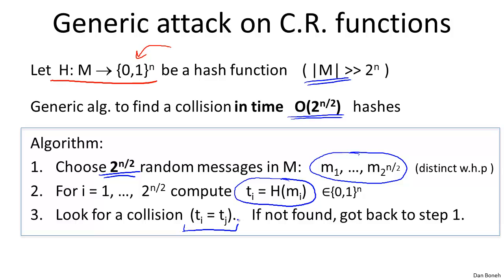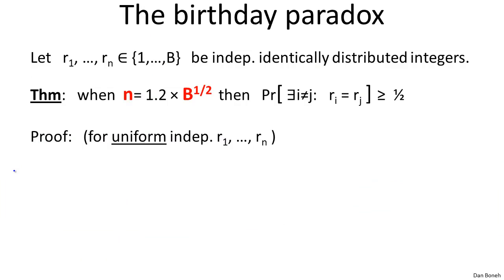Now, if it so happens that we look through all 2 to the n over 2 t sub i's and we don't find a collision, we go back to step 1 and try another set of 2 to the n over 2 messages. So the question is, how well will this work? In other words, how many times do we have to iterate this process until we actually find the collision? I want to show you that, in fact, the number of iterations is going to be very, very small, which means that this algorithm will find the collision in time that's roughly proportional to 2 to the n over 2. So to analyze this type of attack, I have to tell you a little bit about the birthday paradox.